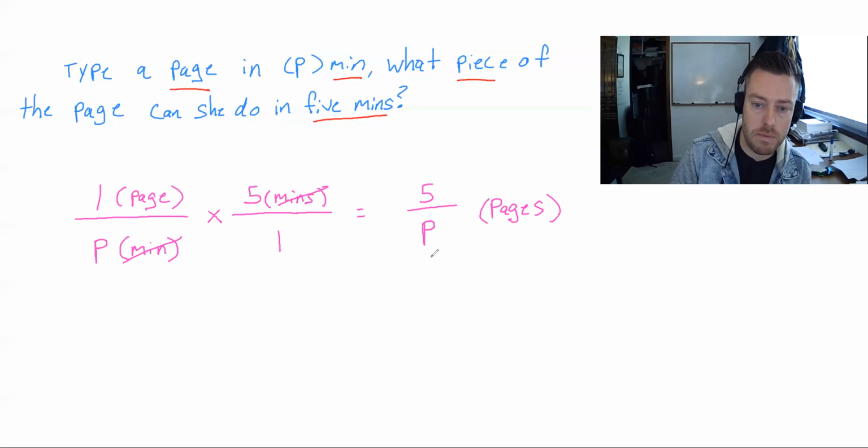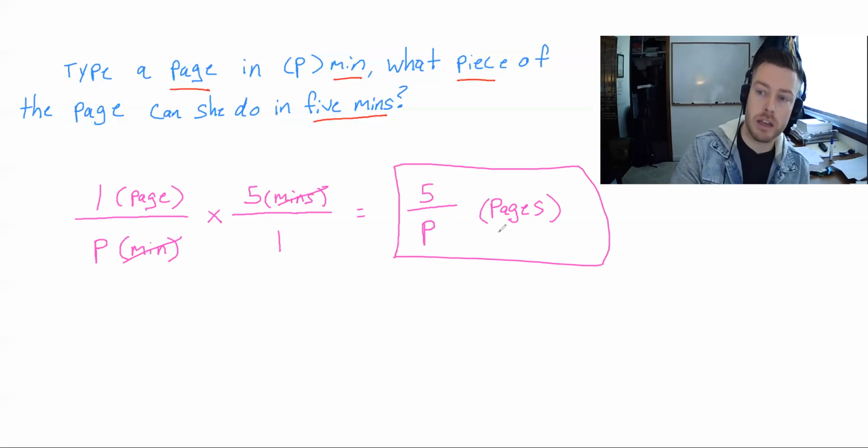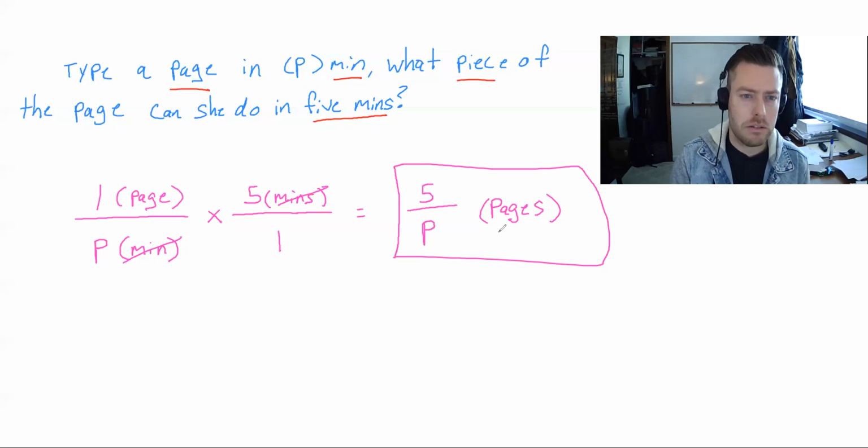If we were given a number for P, we'd be able to plug it in, but because we weren't, this is as good as we can get it, and this is our first problem. A little bit interesting, a little difficult, but we'll just keep going.